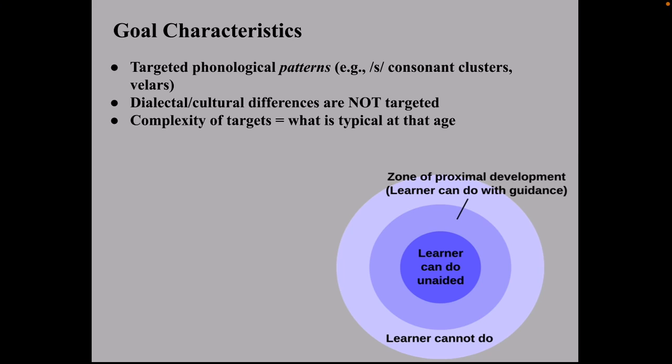In the center is what the learner can do unaided without the help of the clinician or whoever is speaking with the child. The outermost white circle is what the learner cannot do, and we want to hone in on the middle light blue circle in between, which is the zone of proximal development, where the child can do something but needs guidance. Remember that point about stimulability and being able to mimic, at least some of the time, whatever sound the clinician is making.